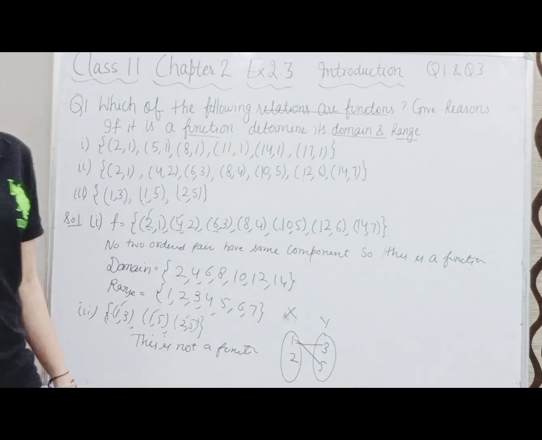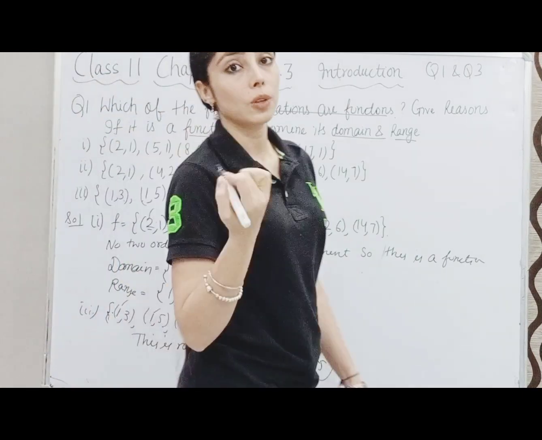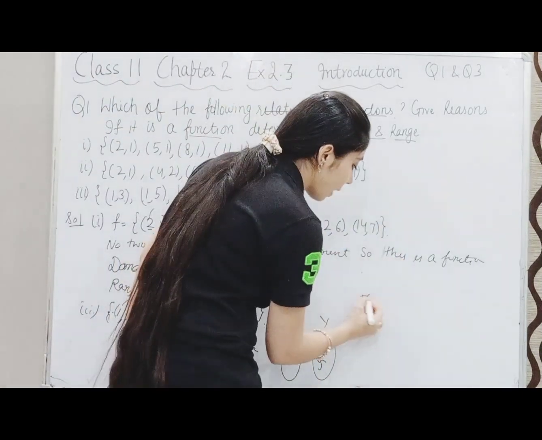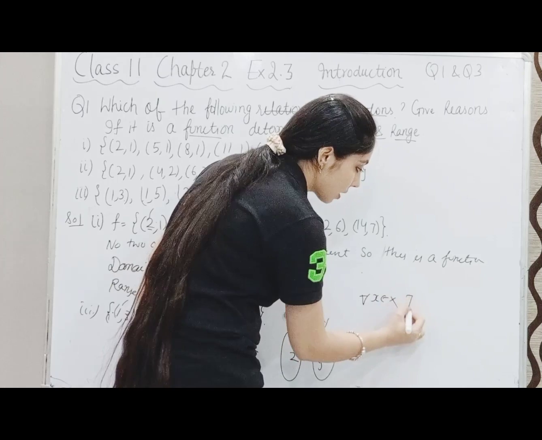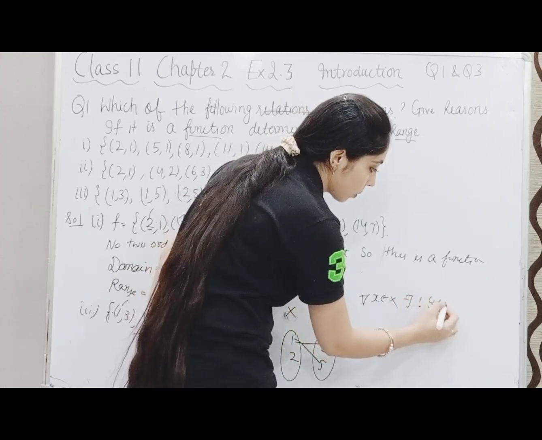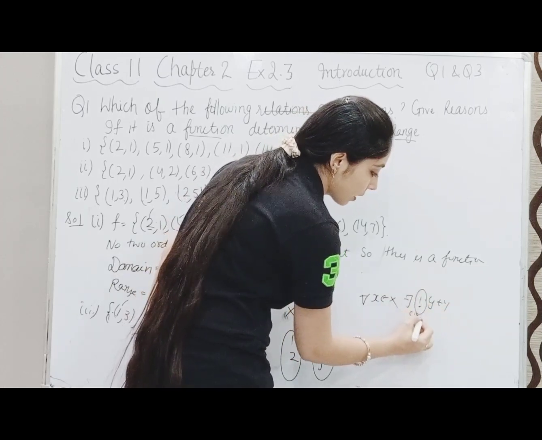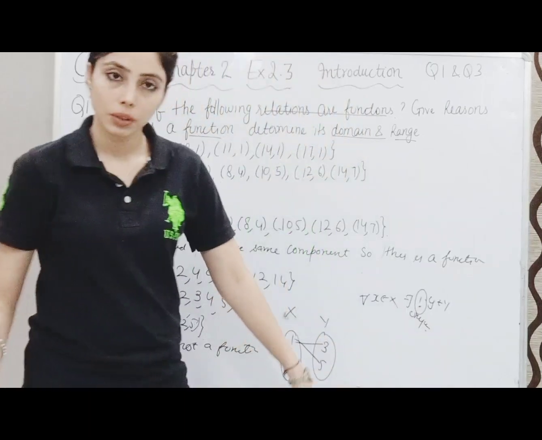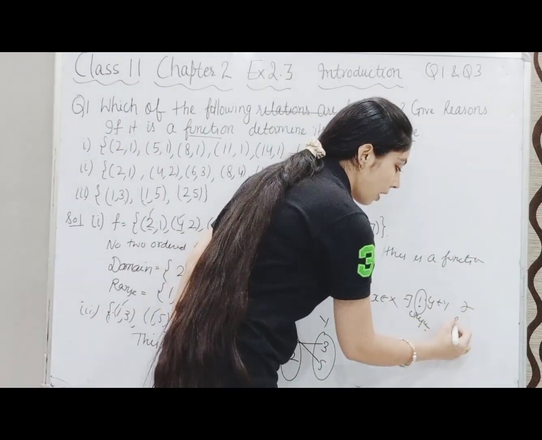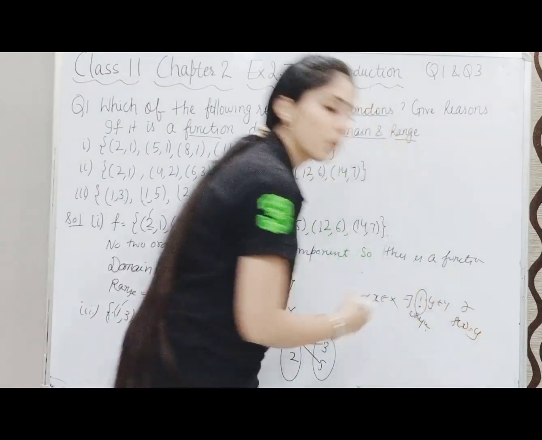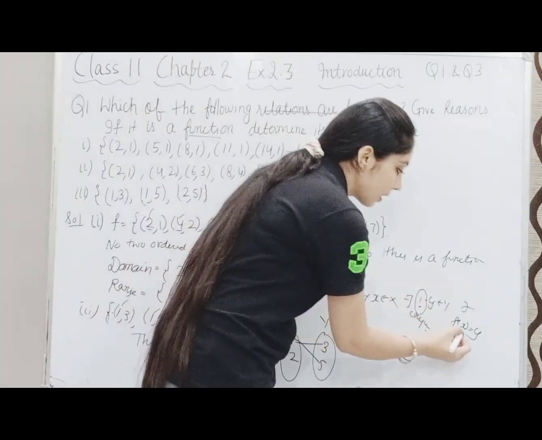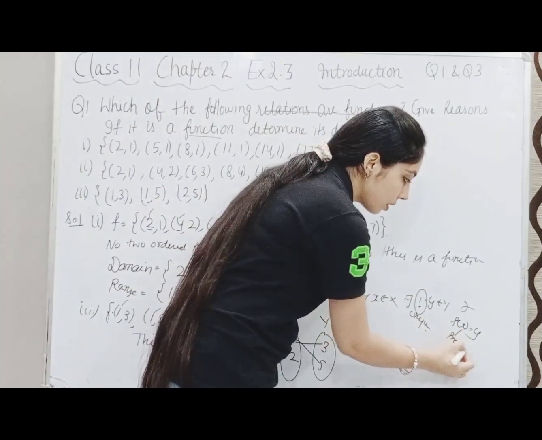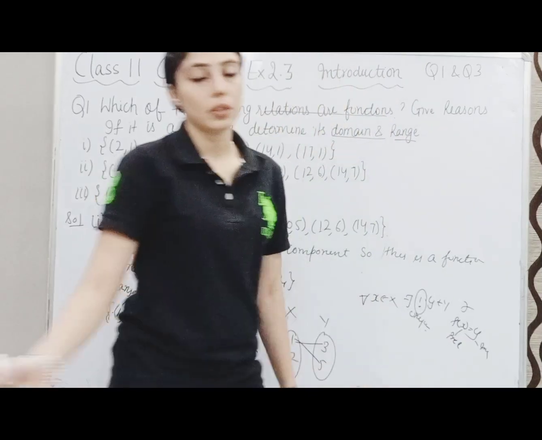This is not possible because by the definition of a function, for every x belonging to X, there exists a unique y belonging to Y. This symbol denotes unique, such that f of x is equal to y. Here this is called the pre-image and this is called the image.